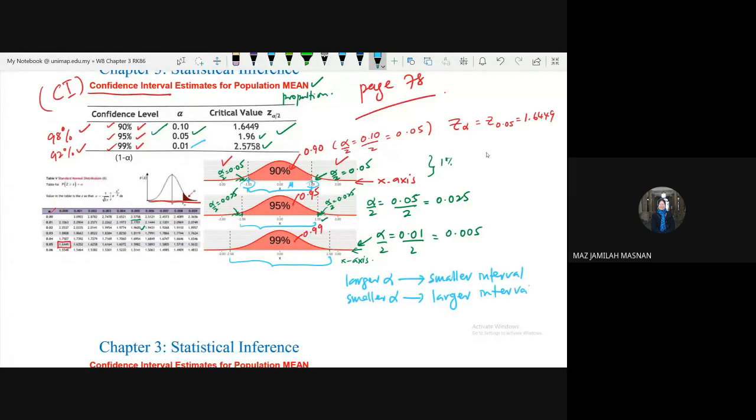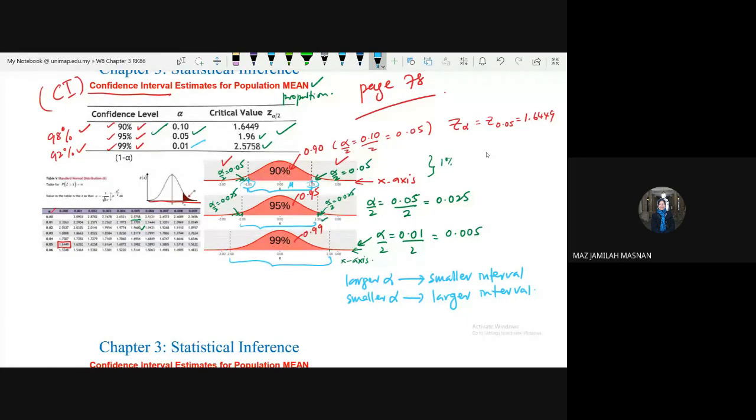Am I right? See? Smaller alpha, larger interval. Larger alpha, smaller interval. Okay? Because this understanding sometimes will be asked, especially when we are talking about what we call online, and you have the online assessment. So if we have more calculation, it will not be good for you to score for your assessment.